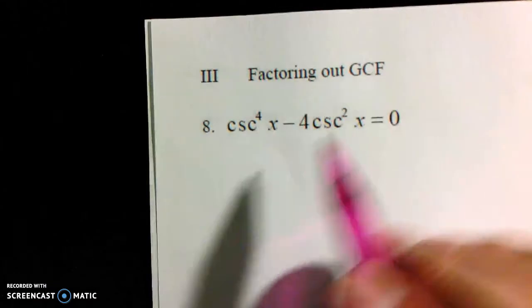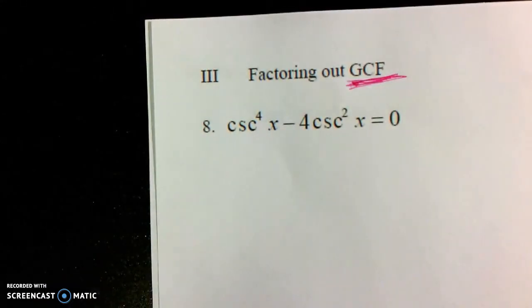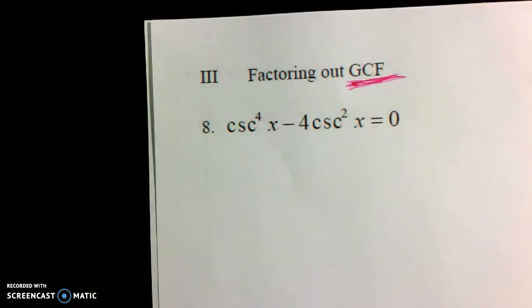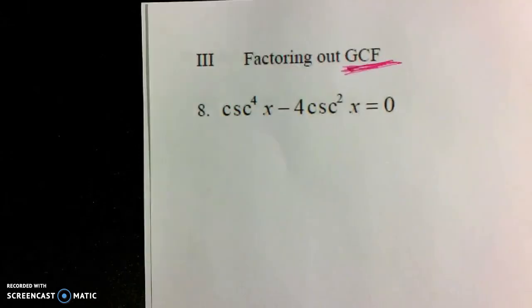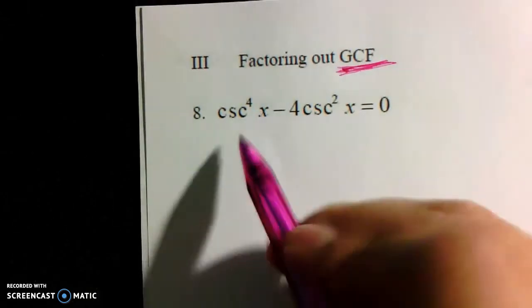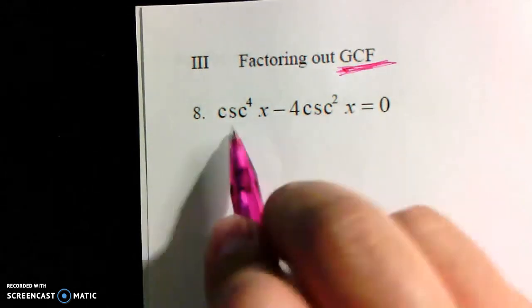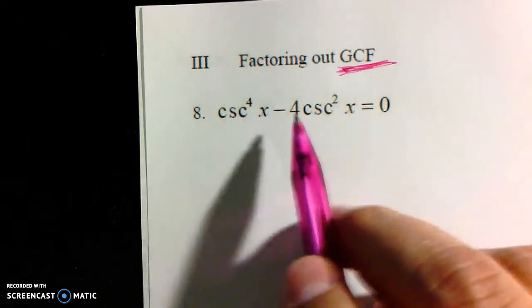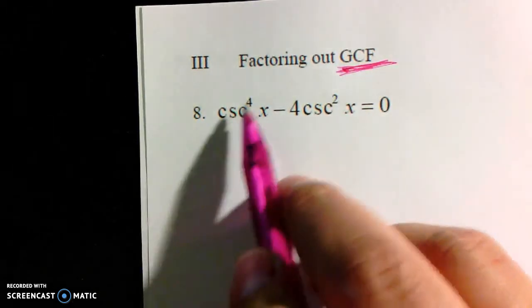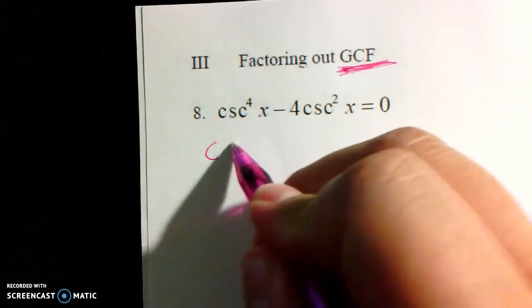So like number 8, and I literally put on here, factoring out the greatest common factor. For this whole page, that is the theme of the whole page, is factoring out the greatest common factor to solve. So for number 8, I want to factor out, what do they have in common? Okay, so they both have cosecants. This one is cosecant squared, that one's cosecant to the 4th. So I'm going to factor out a cosecant squared.